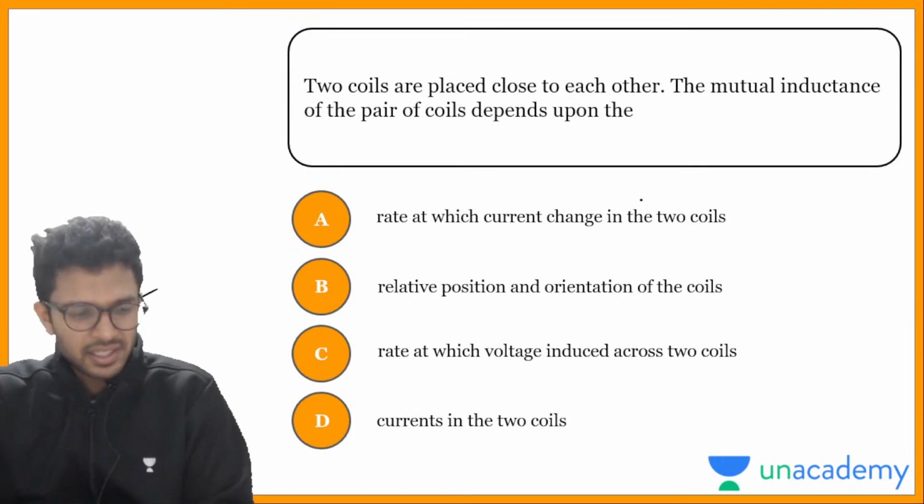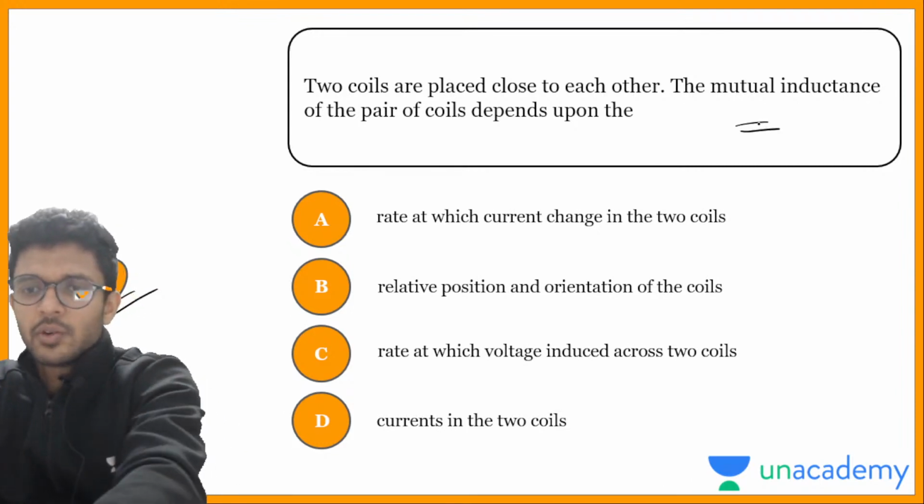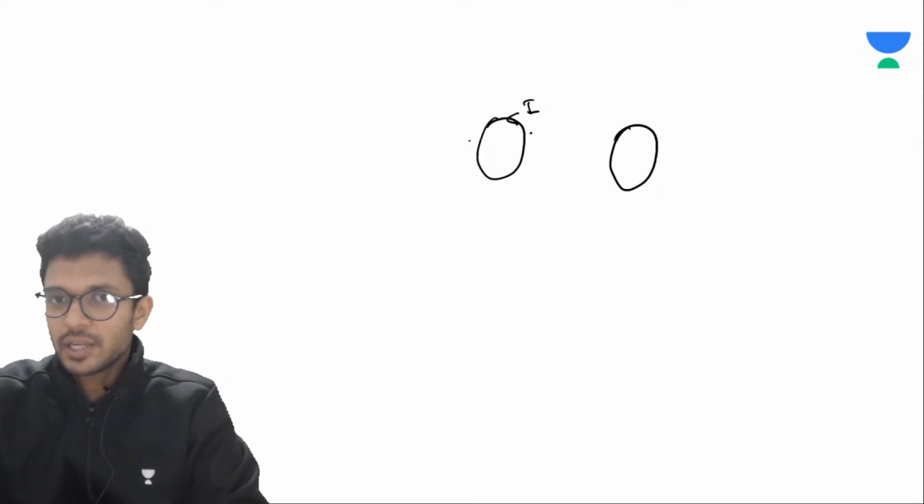I know that it's a direct question, but anyway, I'll give you a brief introduction. What do you mean by mutual inductance? Let's say we have two coils. Let's say a current I travels through the first coil. What happens? Magnetic field lines are produced by it.